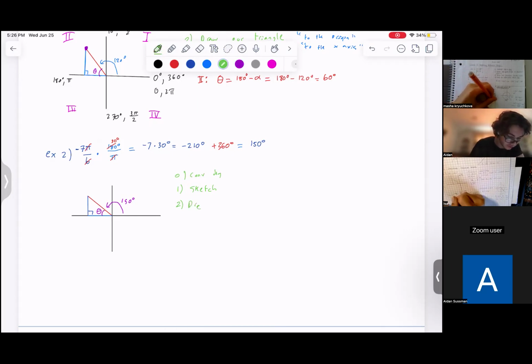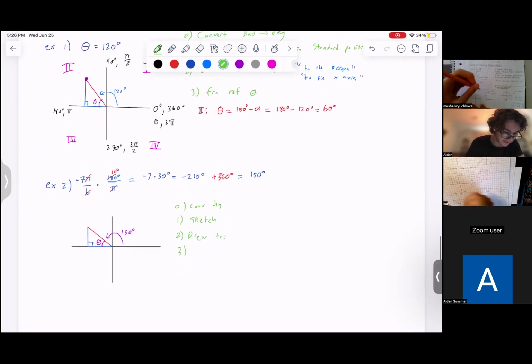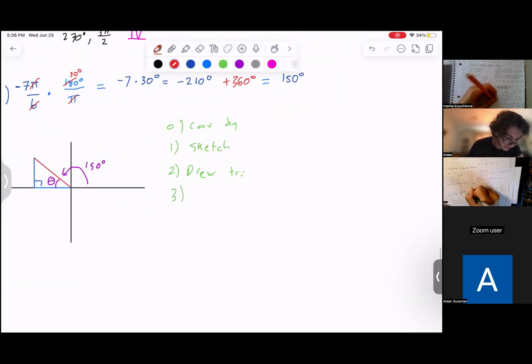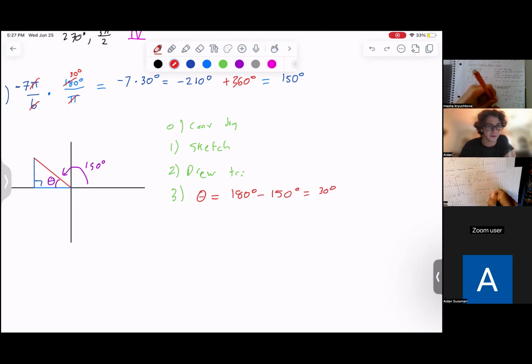All right, so we drew our triangle. What is the last step? What do we need to do here? Find the reference angle. Yeah, we're going to find our reference angle. So we know that theta is equal to what? What is our reference angle here? 180 degrees minus 150 degrees. Perfect. And that gives us 30 degrees. So we know that this guy right here is 30 degrees.